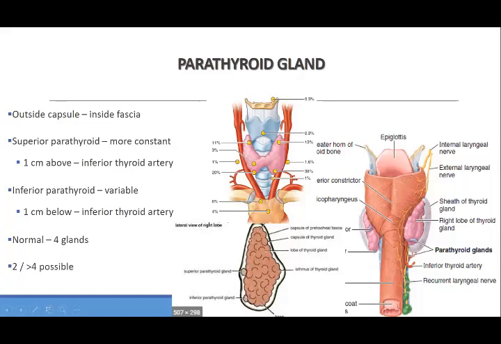Please note that the parathyroid is located in such a way that it is lying between the true capsule and the false capsule. The false capsule is formed from the pre-tracheal fascia. So it is lying between the 2 capsules. This is approximately the site where the inferior thyroid artery enters. The superior parathyroid is located 1 centimeter above the entry of the inferior thyroid artery, and the inferior parathyroid is located approximately 1 centimeter inferior to the entry of the inferior thyroid artery.